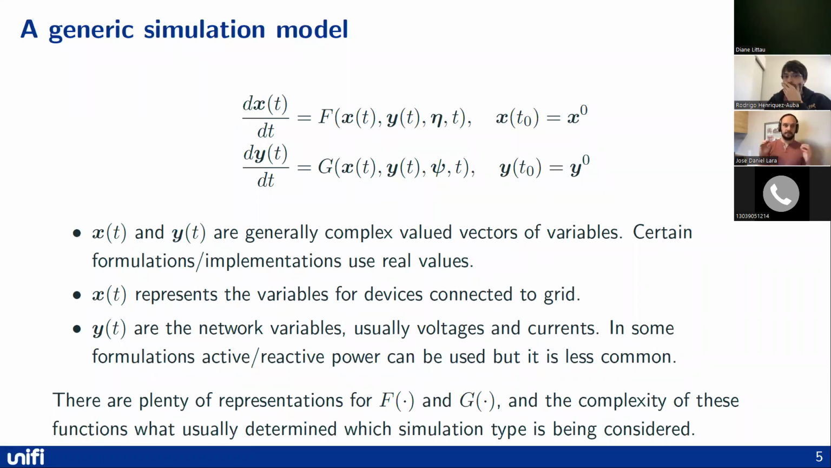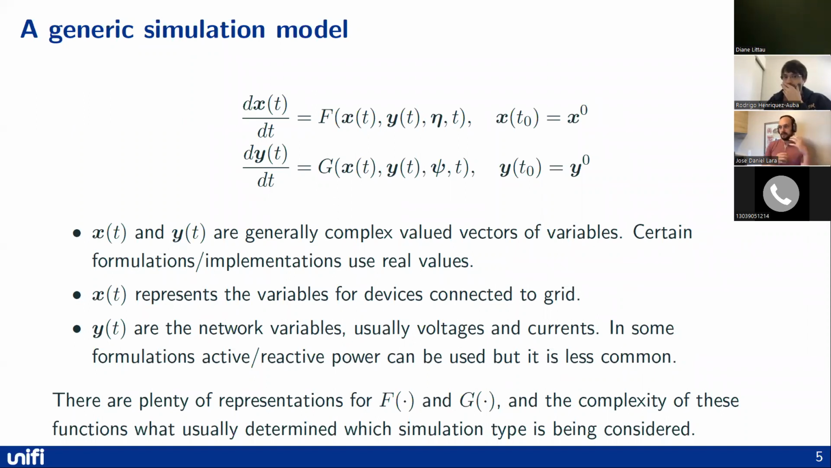So we start this presentation by introducing a very generic simulation model where we have two types of states, X and Y, that, generally speaking, could be complex values, and they can also take real values for different types of formulations. And X is the representation of all the states that are relevant to devices, and Y are the network variables, right? Usually voltages and currents. In some formulation types, it could also be power and reactive power, but those are not commonly used.